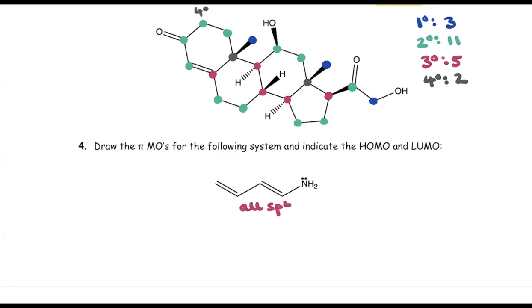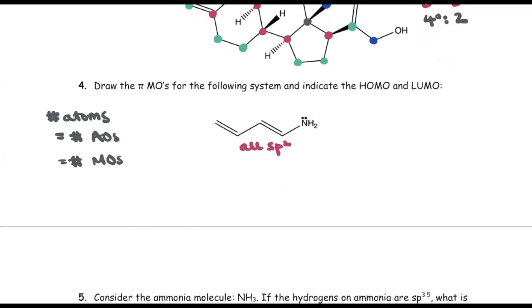Remember that we have a little rule that says the number of atoms in your pi system is going to equal the number of your atomic orbitals. That's going to equal the number of your molecular orbitals. Now let's put everything together. I'm going to draw one of my molecular orbitals. Again, that has to consist of 5 atomic orbitals, and I'm going to get 5 of those.